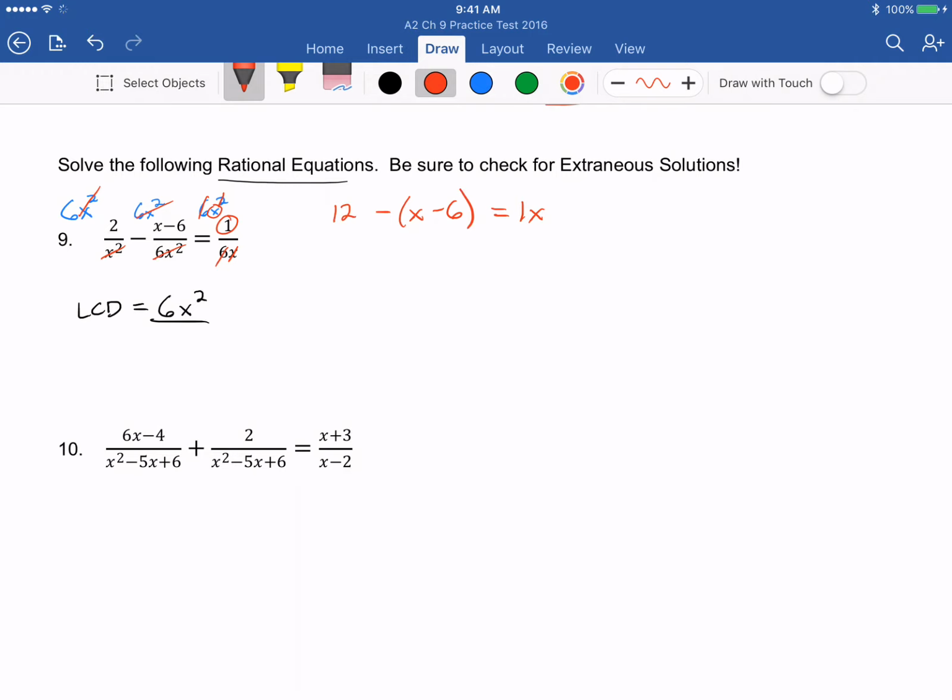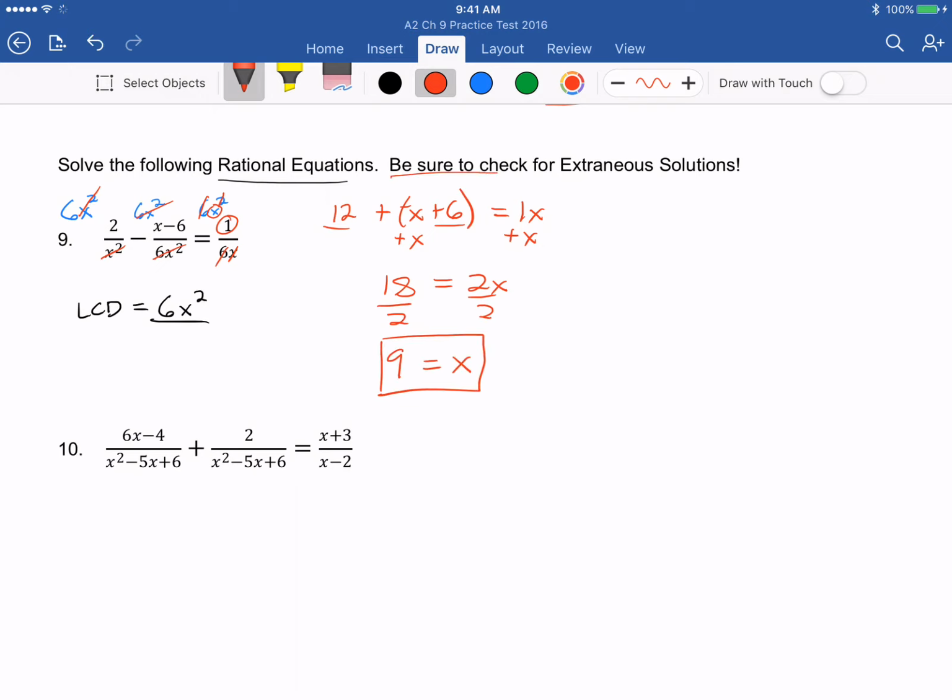Alright, so now if I go through here, this negative has to talk to that x and it has to talk to that 6. Okay, so I can add that x over. So now if I combine these guys, I get 18 equals 2x. Divide by 2, and I get 9 equals x.